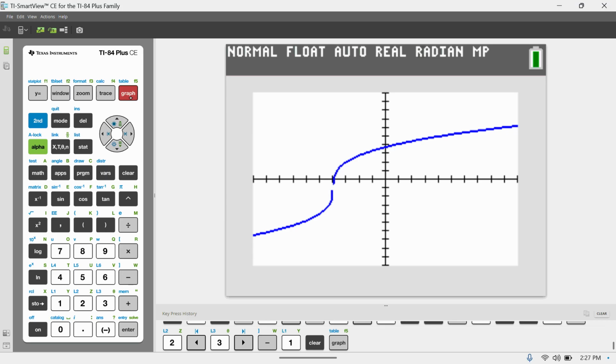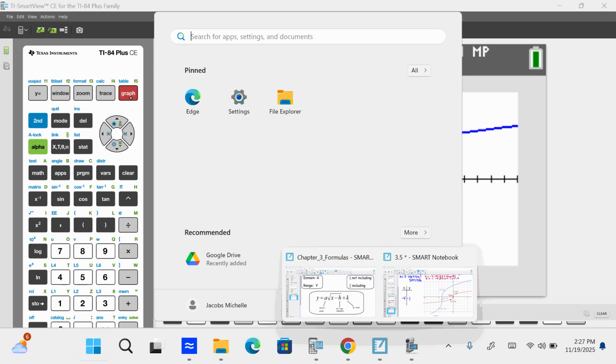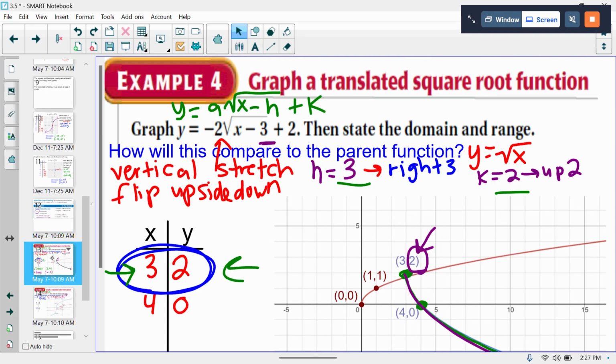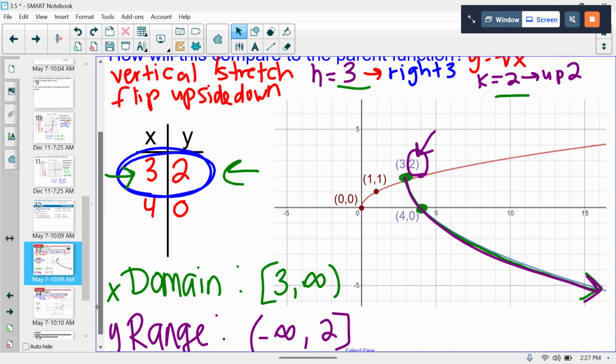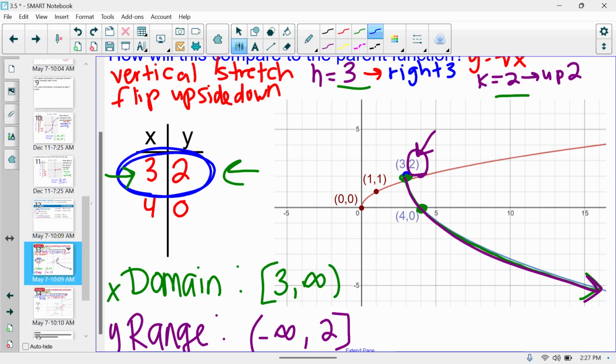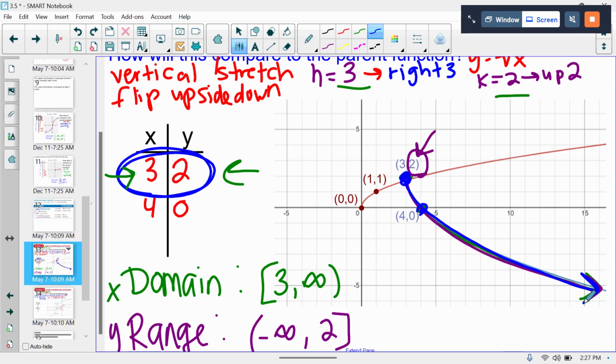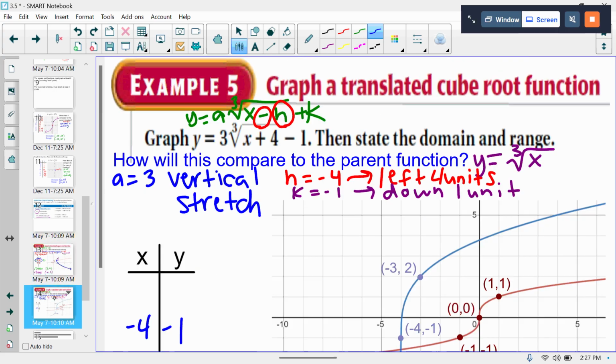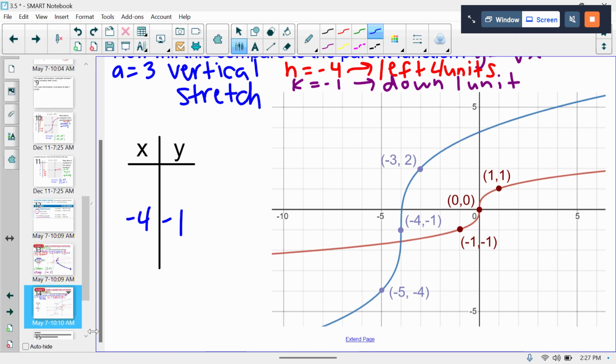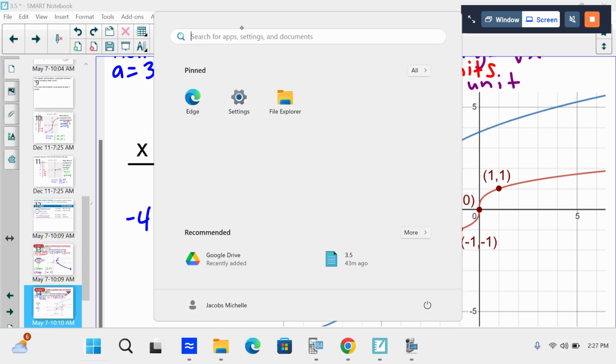Now, if we look at our table, I want to go back to this one real quick, guys. When you're doing a square root, you only need 2 points, like a starting point and then another, so you know what direction to draw your graph, okay? When it's cube root, I really want 3 points. Like normally we would have 0, 0, 1, 1, and -1, -1, right? Because it goes on forever both ways. But now -4, -1 is your center instead.